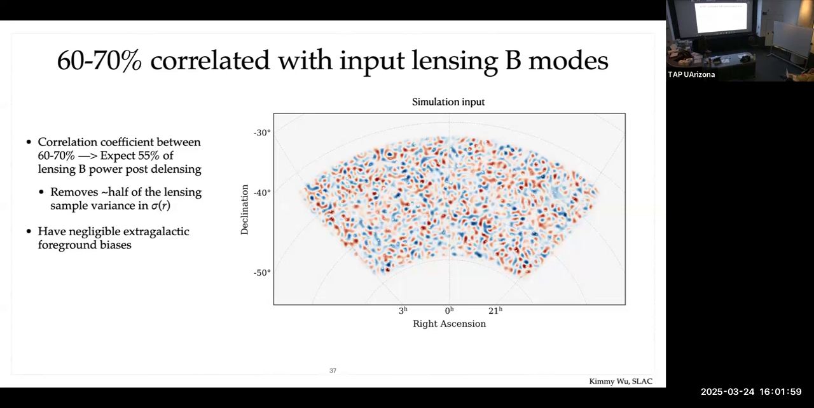The actual cross correlation is about 60 to 70%, which means that we remove about half of the lensing BMO variance. And a separate discussion is on contaminations from extragalactic foreground biases. I don't have time to talk about foregrounds and contaminations on the phi measurement, but we have quantified that they should be negligible.